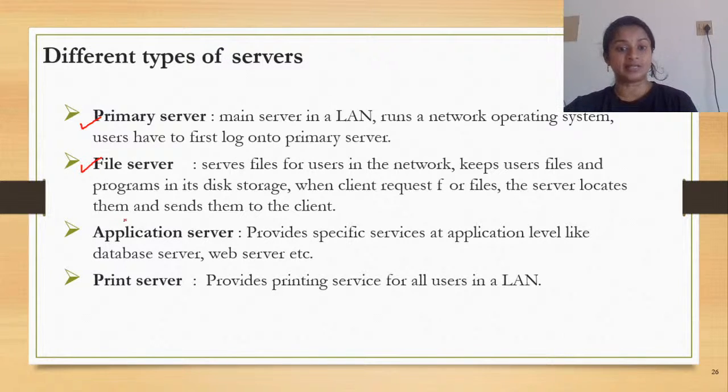Then you have the file server. As I told you, all the file related operations would be handled by the file server. Now, what does it do? It serves the files for the users in the network, keeping user files and programs in its disk storage. When the client requests for the files, the server locates them and sends them to the client. Whenever you are having a server client architecture, the system at a higher hierarchy is called the server, and all the systems that are interconnected at a lower hierarchy than the server are called the client machines.